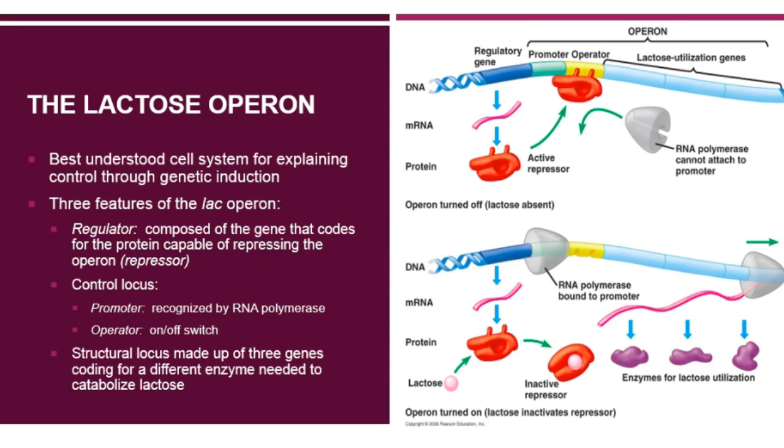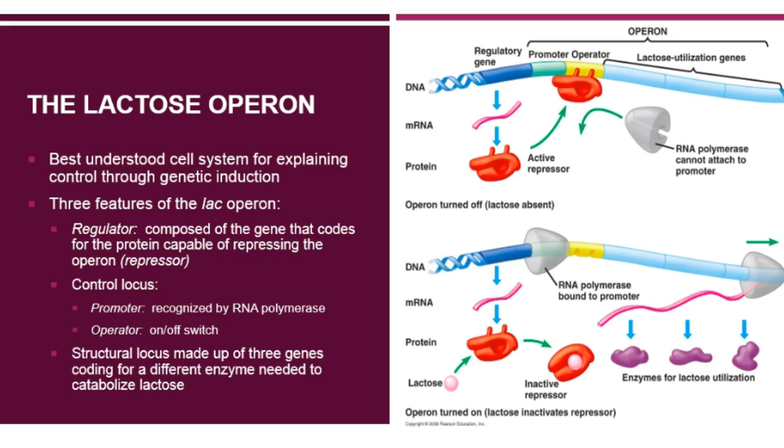So there is one operon that is found in E. coli that has been studied fairly extensively by scientists, and this is called the lactose operon or the lac operon, and it's one of the best understood mechanisms for explaining this sort of genetic regulation.